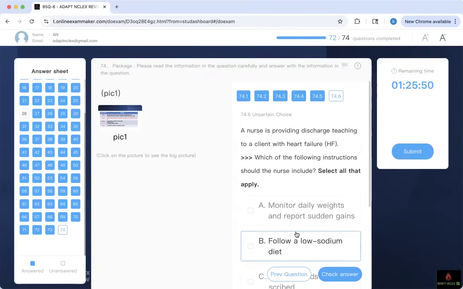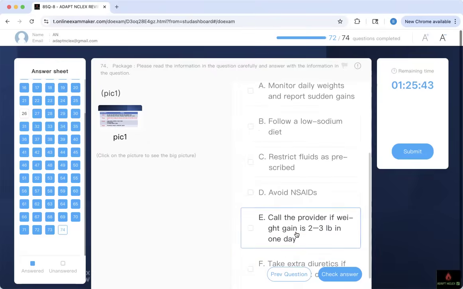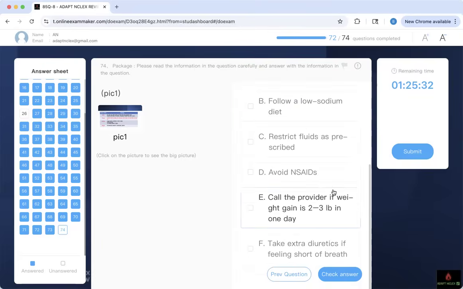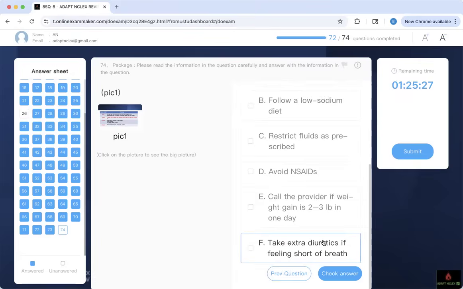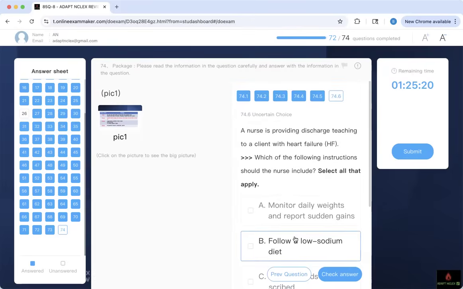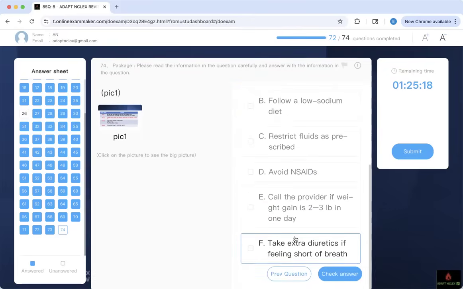A nurse is providing discharge teaching to the client with heart failure. Which of the following instructions should the nurse include? Select all that apply. What do you think? Monitor your weight and report sudden weight gain. Follow a low sodium diet. Restrict fluid as prescribed. Avoid NSAIDs. Call the provider if you gain weight too fast. Take extra diuretic if feeling short of breath. Select all that apply. You don't have to pick everything. Pick those that you're 100% confident about. But this is your last question.